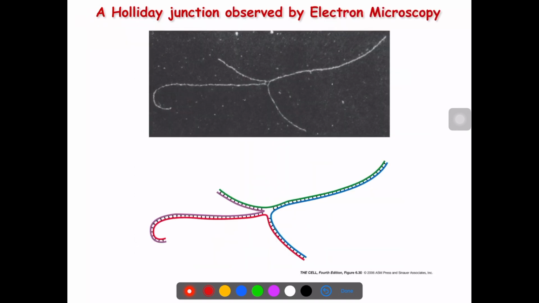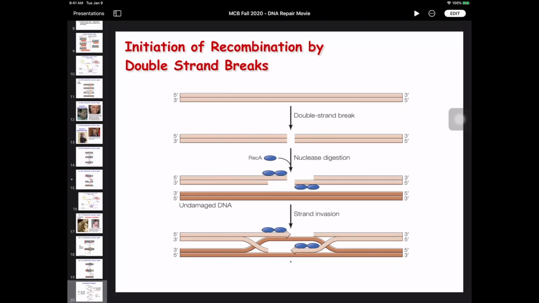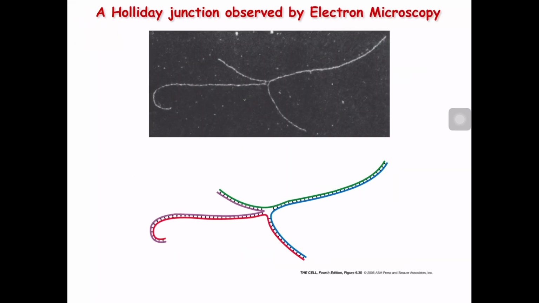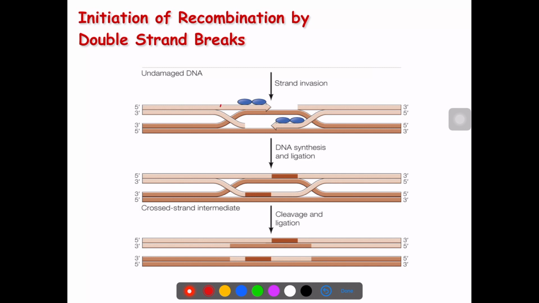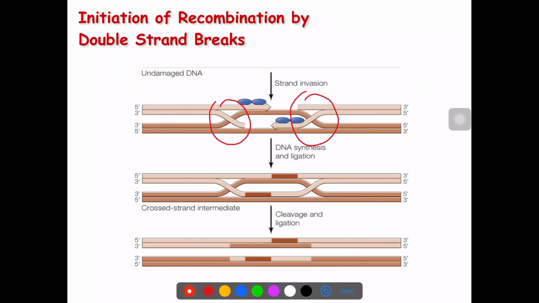All right, and the process of strand invasion generates this kind of a structure that we refer to as Holliday junctions, structures that look like this. So you basically have one DNA molecule invading another DNA molecule. And Holliday junctions, two of them, are actually generated during the process of strand invasion during homologous recombination.